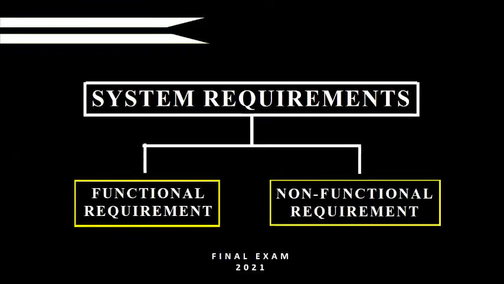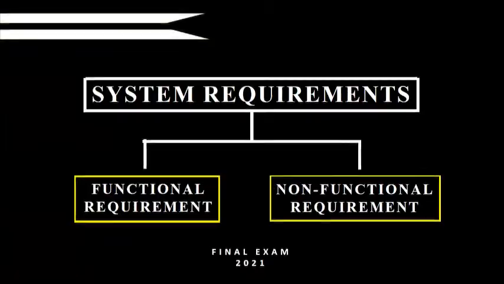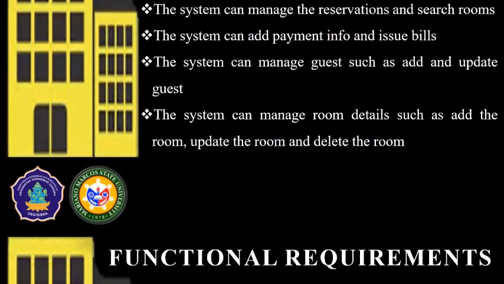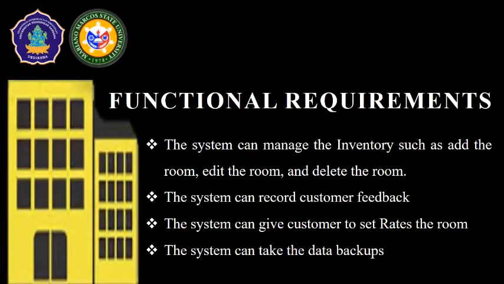So, under functional requirement, the system can manage the reservations and search rooms. The system can add payment info and issue bills. The system can manage guests like add and update guests. The system can manage room details like add the room, update the room, and delete the room. The system can manage staff like add staff, update, and delete. And the system can also record and manage customers' feedback. And lastly, the system can take data backups.